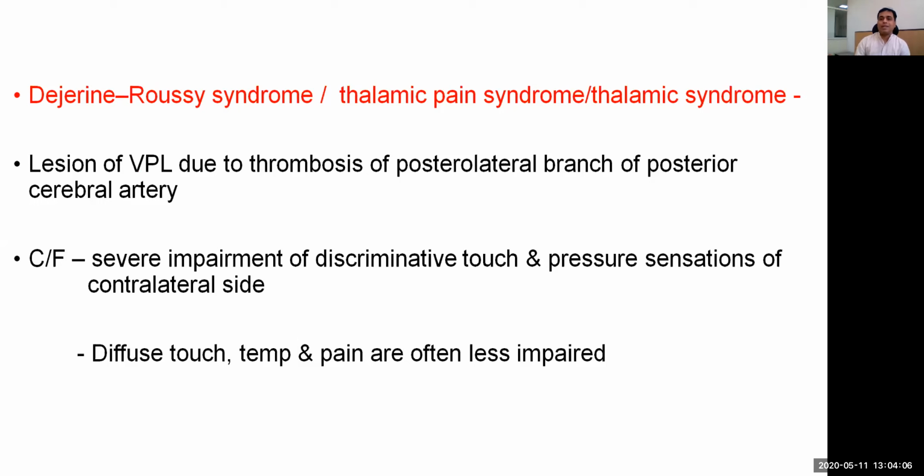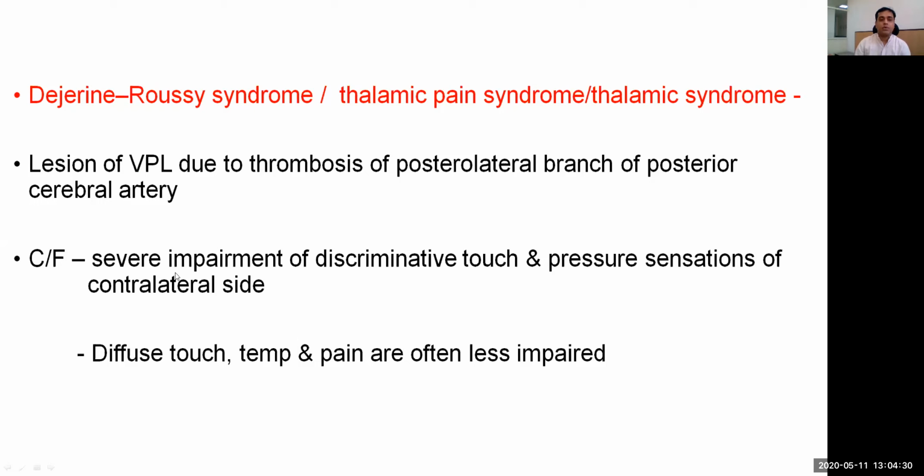There is a syndrome called thalamic syndrome, which is also called Dejerine-Roussy syndrome or the thalamic pain syndrome. It is a lesion of the ventral posterolateral nucleus due to thrombosis of the posterolateral branch of the posterior cerebral artery. This is the reason for this particular thalamic syndrome.